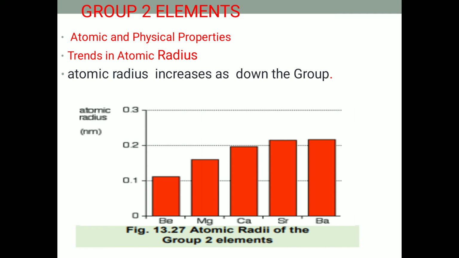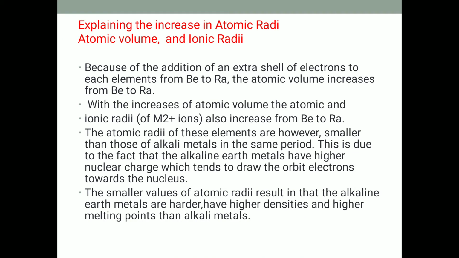Trends in atomic radius. Atomic radius increases down the group. You can see in this graph that from beryllium to barium, atomic radii are increasing. Here you can see why the atomic radii, atomic volume, and ionic radii of the group 2 elements increase down the group. Because of the addition of an extra shell of electrons to each element from beryllium to radium, the atomic volume increases. With the increase of atomic volume, the atomic radii also increase from beryllium to radium.